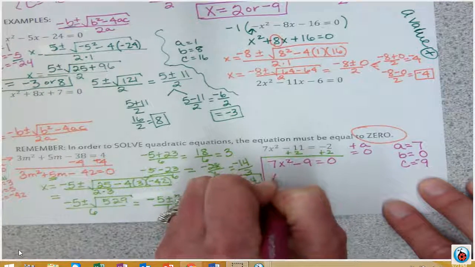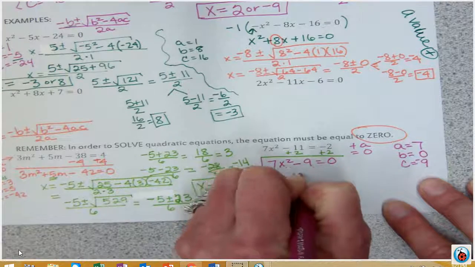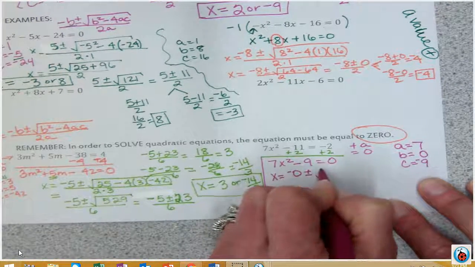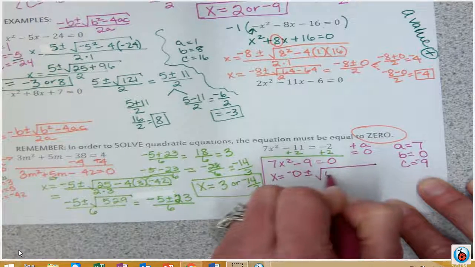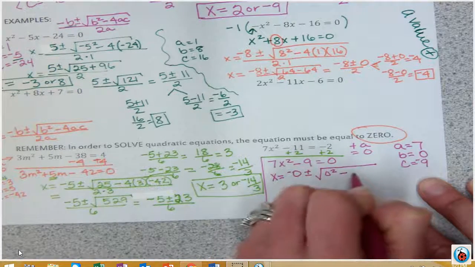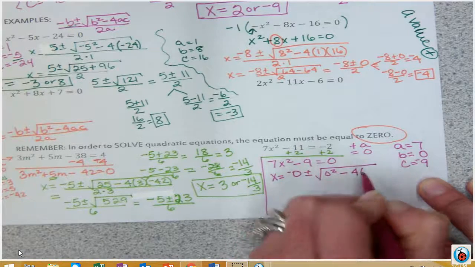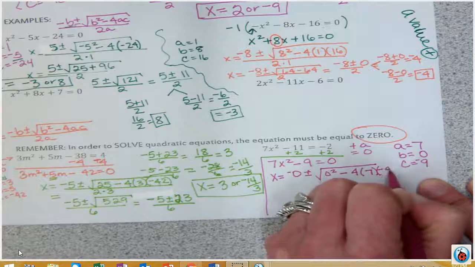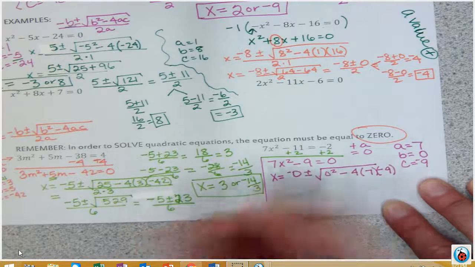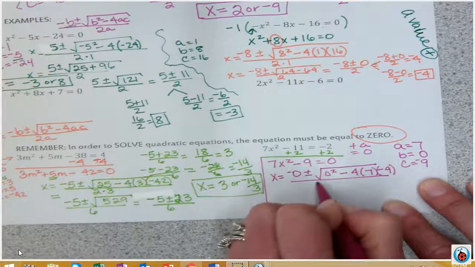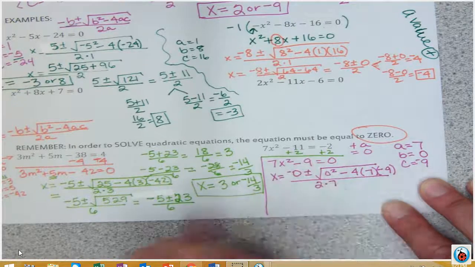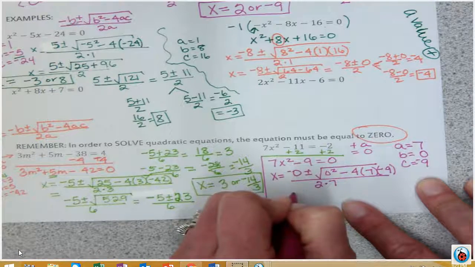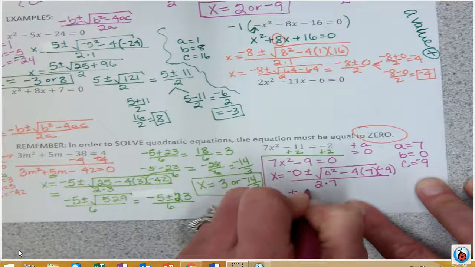So I'm going to get x equals negative 0, which is 0, plus or minus the square root of 0 squared minus 4 times 7 times negative 9, all over 2 times 7. So when I work that out, I get 0, so I'm left with just plus or minus the square root.